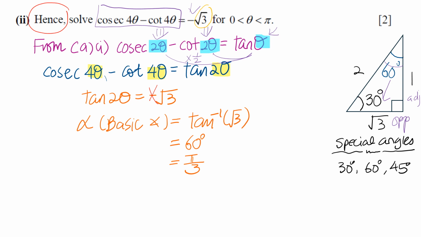Right, you see that I'm finding tangent inverse square root 3. And from this diagram, tangent inverse square root 3 is 60 degrees, because tangent 60 gives you square root 3. Right, so therefore tangent inverse square root 3 will give you 60.